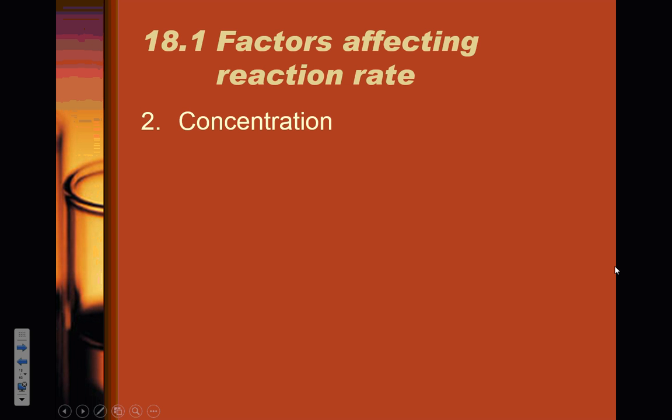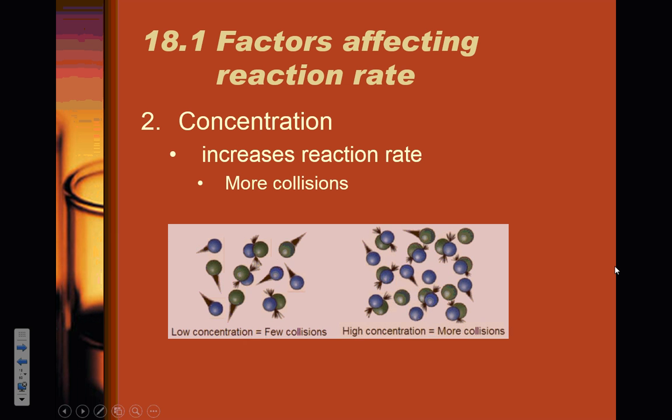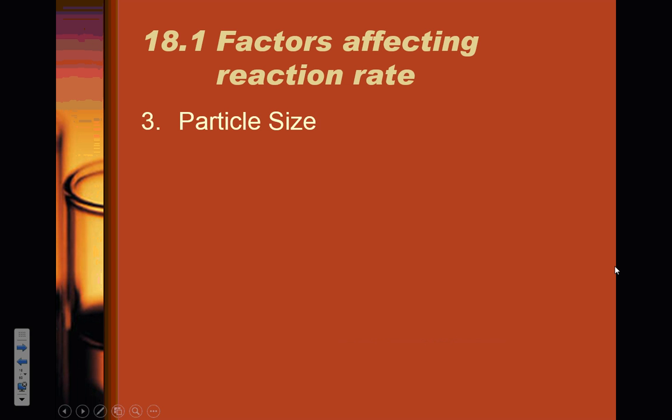Now the second thing is concentration. Concentration is probably even more important than temperature because we're going to end up using this a lot in the last equilibrium section in chapter 18. So we're going to come back quite a bit to concentration. Now concentration is the amount of particles per given volume. So if we increase the concentration, that's going to increase the rate. Why? Well, if we've got a whole bunch more particles, we've got a whole bunch more collisions. And when we increase our number of collisions, we're going to increase the number of successful collisions.